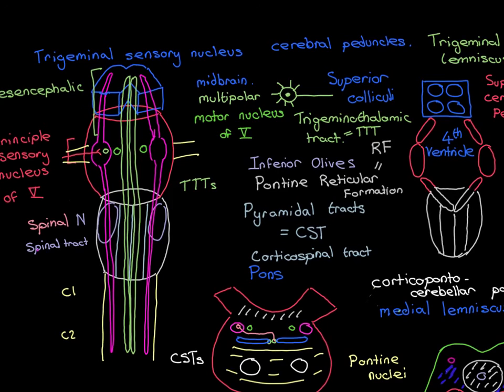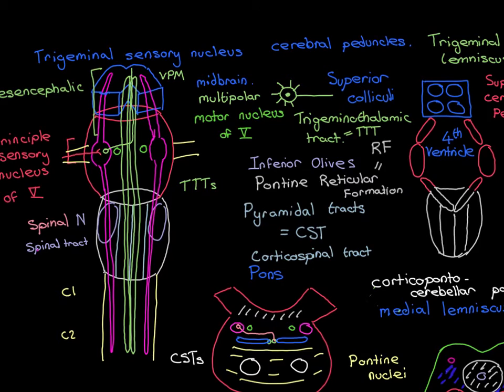So if I now just draw on the axon of my second order neuron here it comes, it's going to cross over, go into the contralateral trigeminothalamic tract, and then it's going to go up and up and up into a contralateral thalamic nucleus called the ventroposteromedial thalamic nucleus that is in the thalamus.